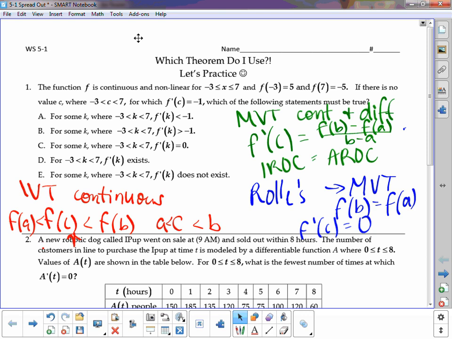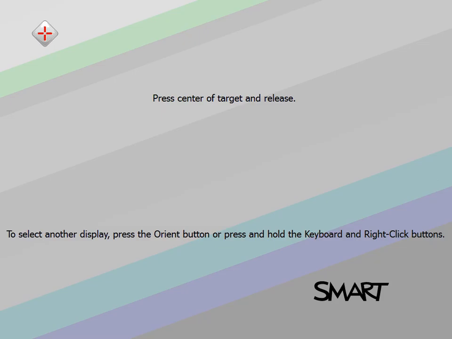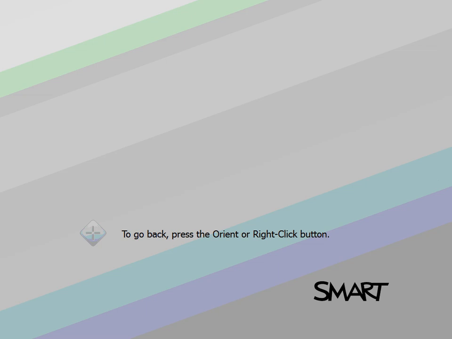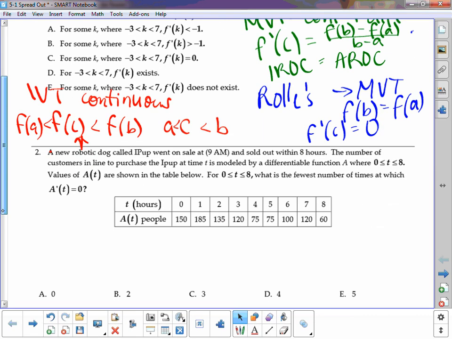All right, so the first one we're going to take a look at is number 3. Just give me a moment. And I believe number 3 asked you to use the mean value theorem. And as you notice on your homework, sometimes it specifically addresses a theorem, but a lot of times it does not.